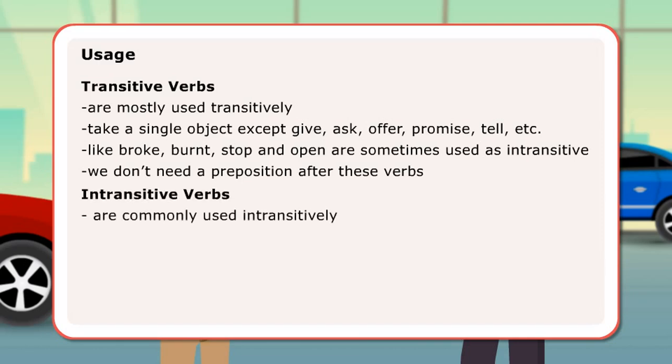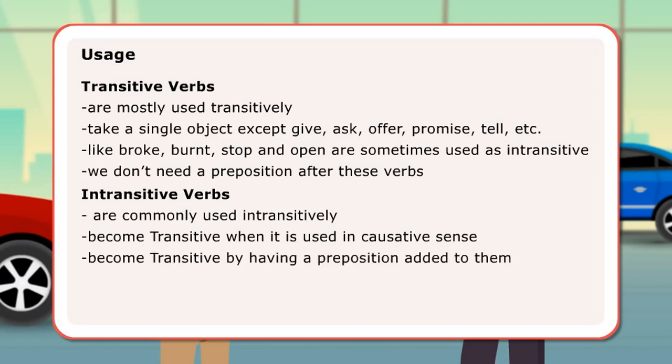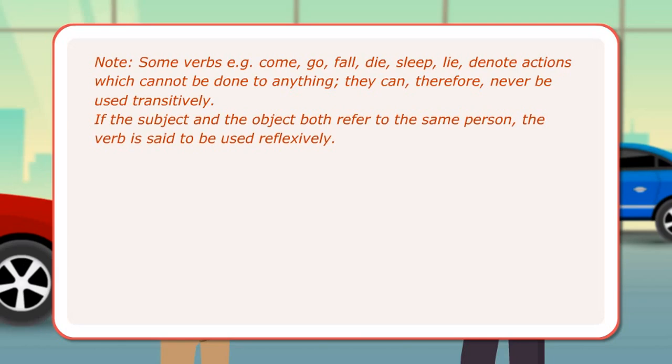Intransitive verbs are commonly used intransitively. They become transitive when used in a causative sense. They become transitive by having a preposition added to them. Note: some verbs, for example, come, go, fall, die, sleep, lie, denote actions which cannot be done to anything. They can, therefore, never be used transitively. If the subject and the object both refer to the same person, the verb is said to be used reflexively.